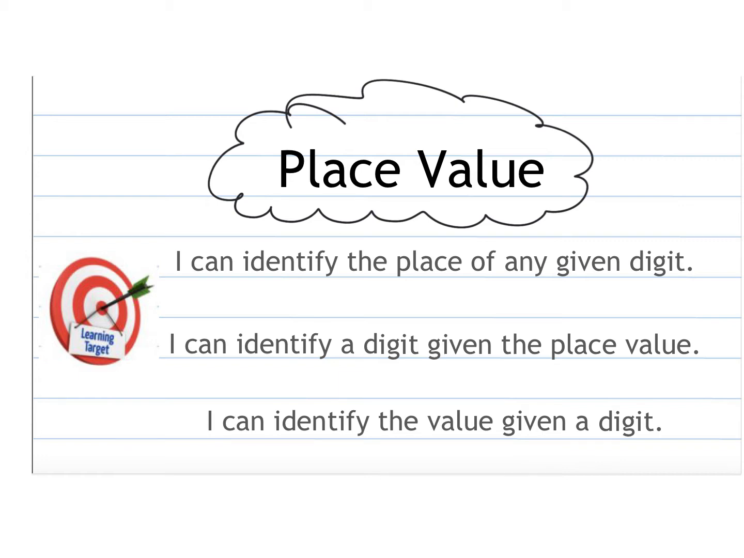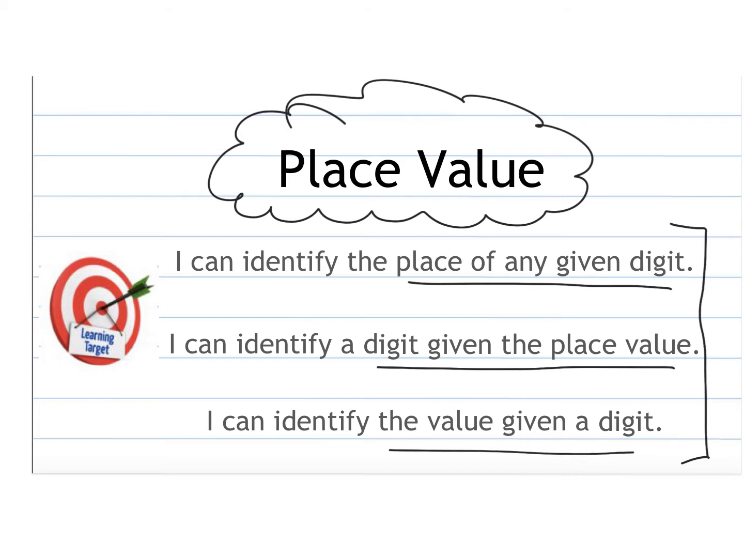You don't need to write these learning targets down, but the learning targets of this video are being able to identify the place of any given digit, being able to identify a digit given the place value, and being able to identify the value given a digit.